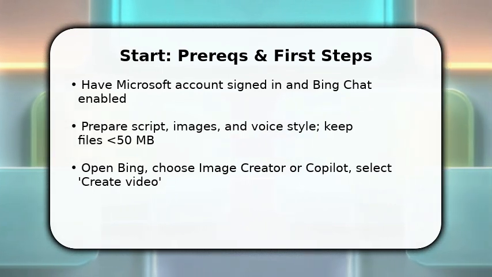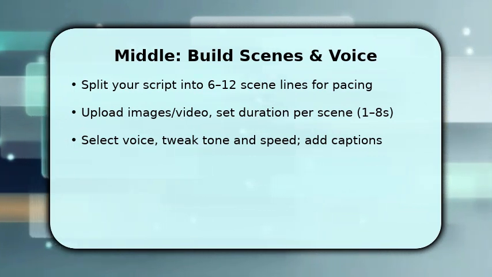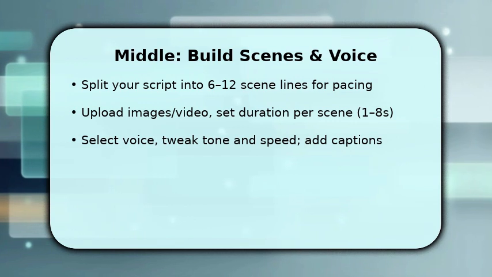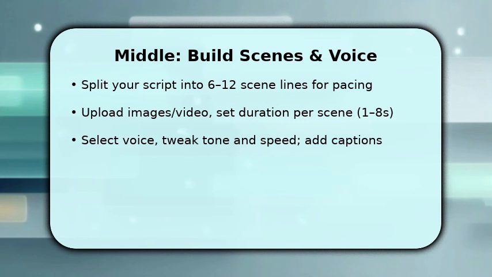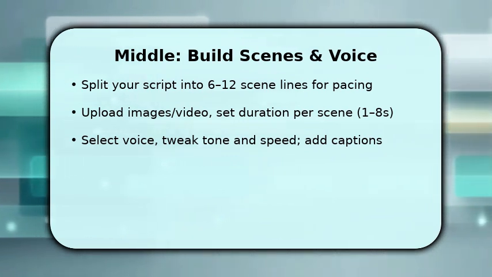Now you assemble the video. Divide your script into short scene lines to control pacing, typically 6 to 12 segments. Next, upload images or clips and assign each segment a duration, short clips for quick points and longer clips for demos. Then choose an AI voice, adjust tone and speed, and enable auto captions for accessibility. Make edits as you preview.